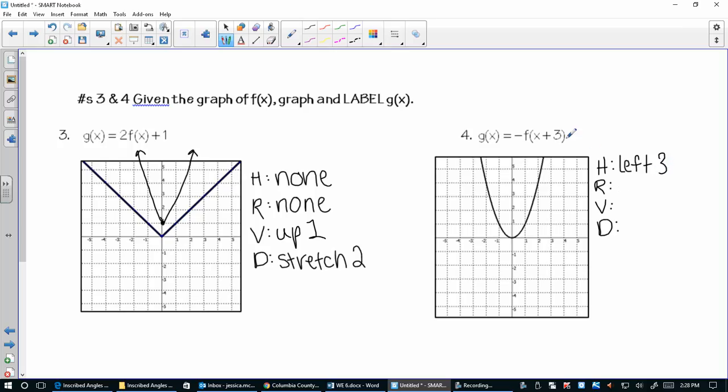Reflection, we're looking for a negative. We have this negative in front of the f out here, so that is not attached to the x. That means it's an x-axis reflection.